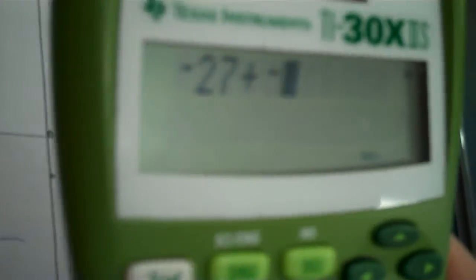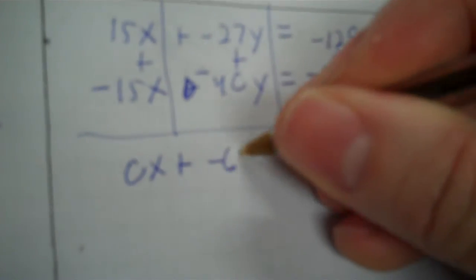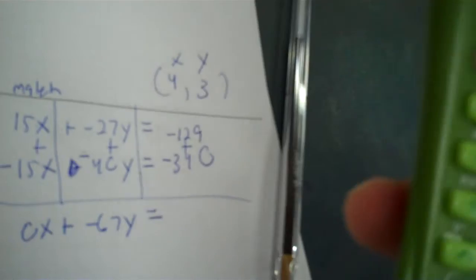Okay, so if you made that into a negative, you would add it to 0, but then you got to make your 40y from positive to negative, and the 340 from positive to negative. So now that's going to be 0x. And then I take negative 27 plus negative 40. That's negative 67y. Then you take negative 129 plus negative 340, and that's going to be negative 469.